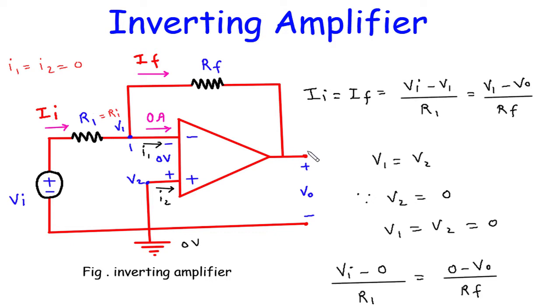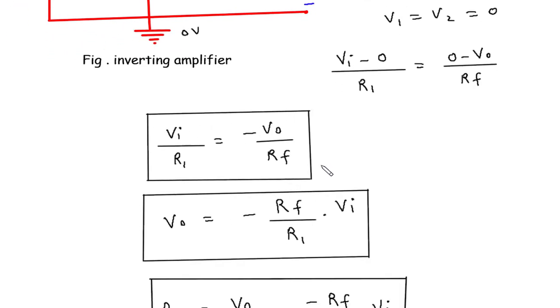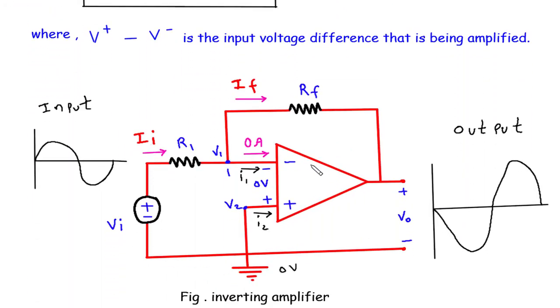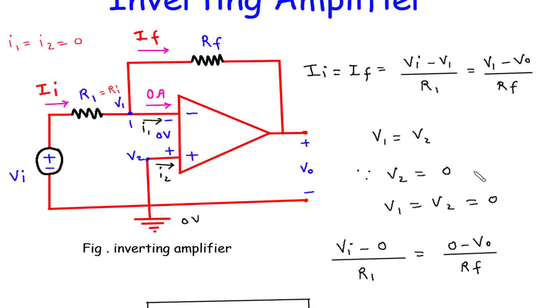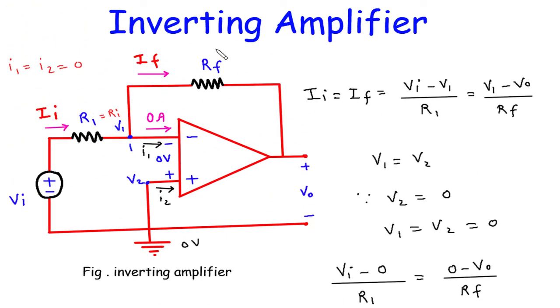It is a type of operational amplifier circuit which produces an output which is out of phase with respect to its input by 180 degrees. This means that if the input pulse is positive, then the output pulse will be negative and vice versa.